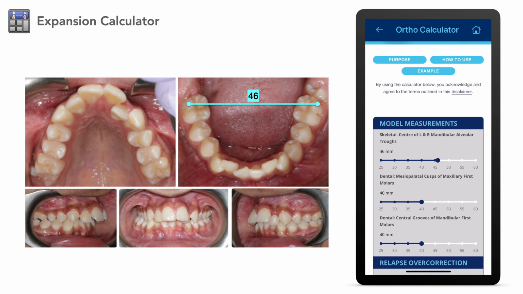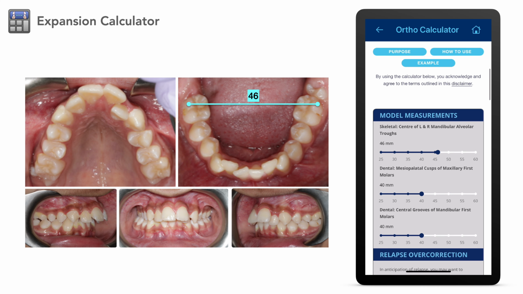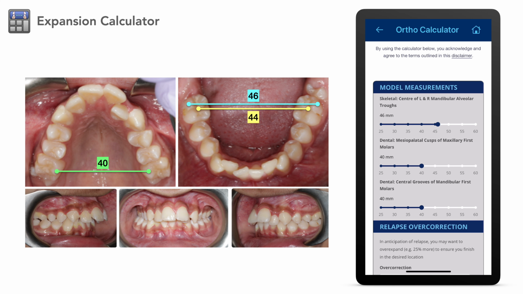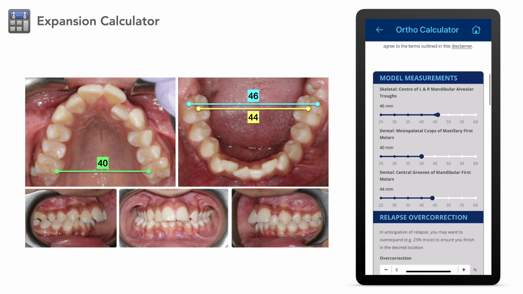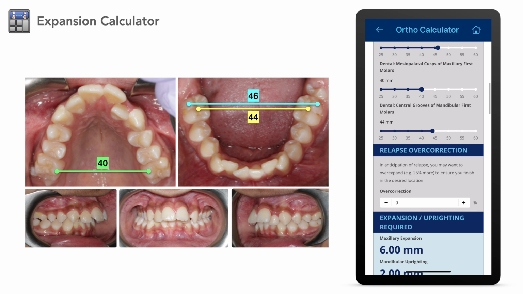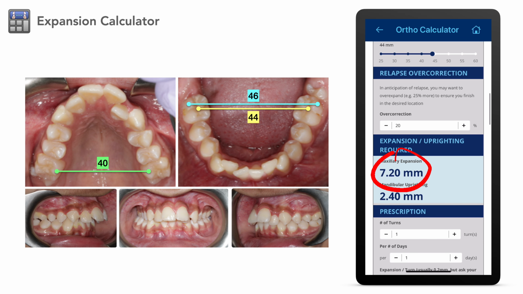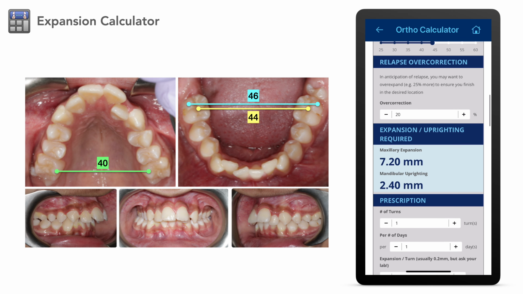Moving on to our dental measurements, the distance between the maxillary palatal cusps is 40 millimeters, and it's 44 millimeters between the mandibular central grooves. Moving on, we select our desired amount of overexpansion to account for relapse. Therefore, we need 7.20 millimeters of expansion.